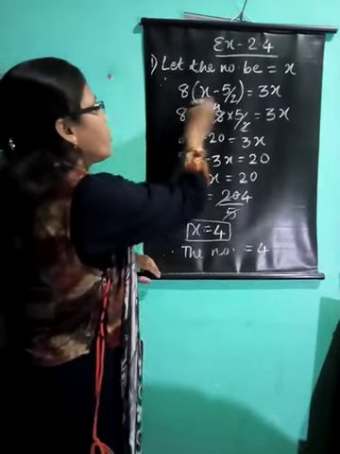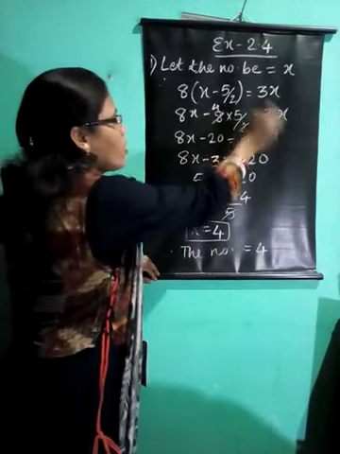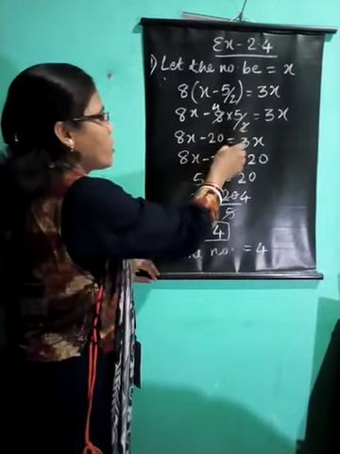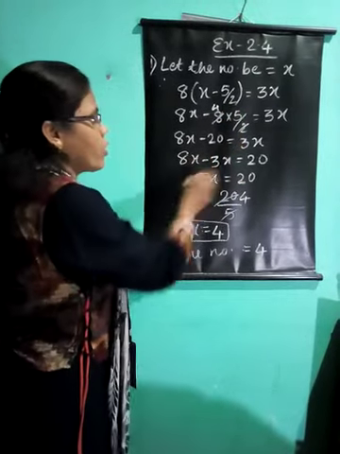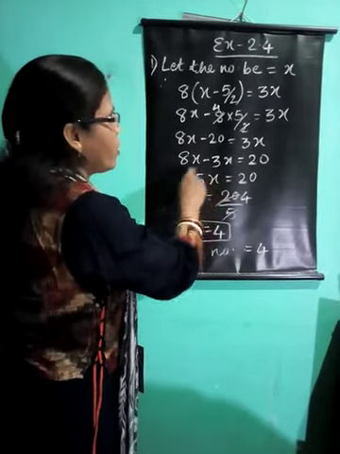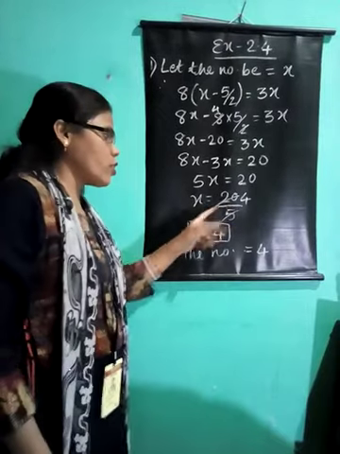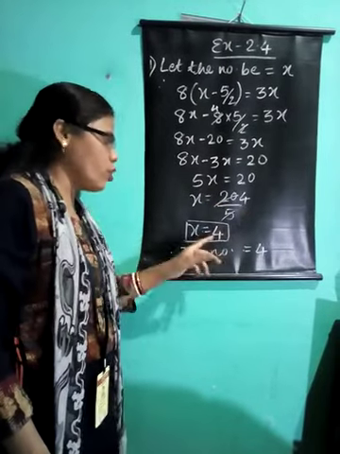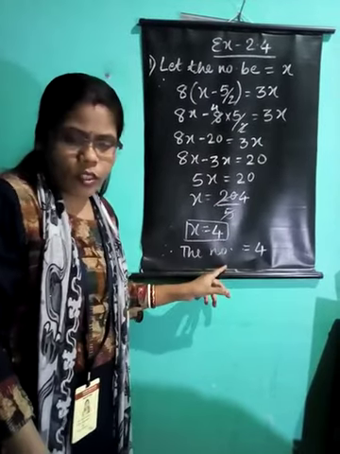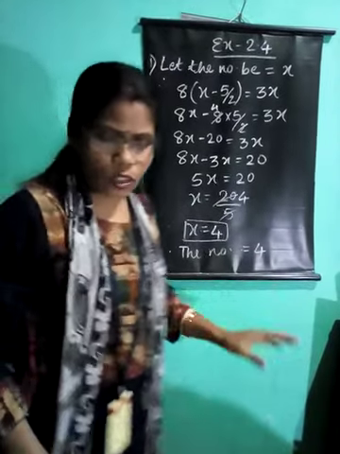Now solve the equation. 8 into x, 8x minus 8 into 5 by 2 is equal to 3x. Cancel it, you get 8x minus 20 is equal to 3x. Just bring the variable term to the left hand side. You get 8x minus 3x is equal to 20, that is 5x is equal to 20. So x is equal to 20 by 5, that is x is equal to 4. So the number which she thought is 4. So this is your first question.